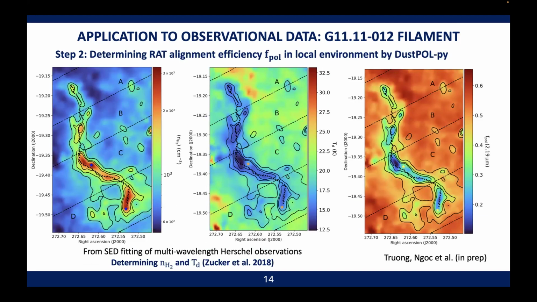So step two, after we have the intrinsic dust properties, we can use the environmental condition and the constraint about the grain alignment efficiency. Here we use the modified blackbody fitting from the multi-wavelength Herschel observation in order to derive the gas number density and also the temperature, and combine that with the intrinsic dust properties. Finally, we can use that to calculate how the grain can be efficiently aligned with the magnetic field in the case of the G11 filament.